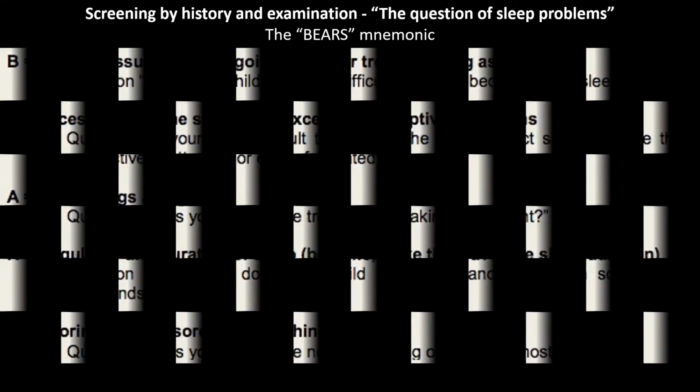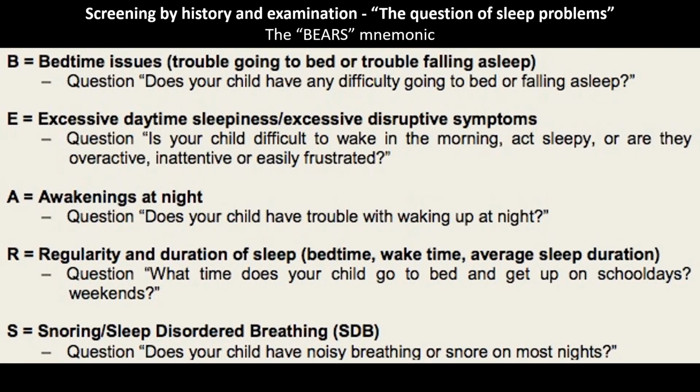The BEARS mnemonic has been designed by the famous sleep team in Cincinnati, and they have given all 5 questions, where if one of them is wrong, then the child qualifies for a more detailed examination. B for bedtime issues, E for excessive daytime sleepiness, A for awakenings, R for regularity of sleep, and S for snoring.